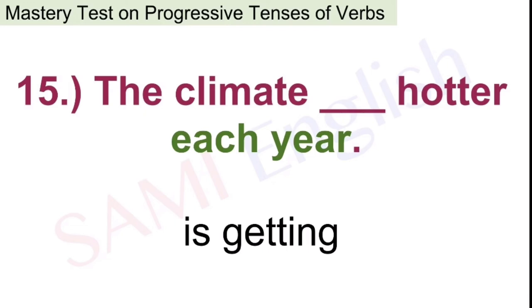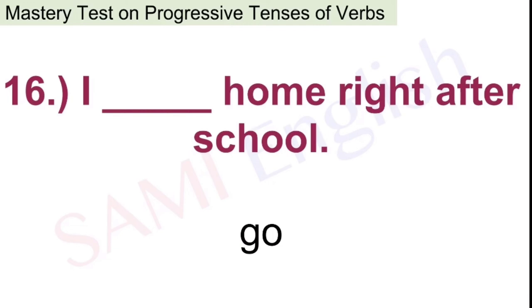Number 16. I blank home right after school. Anything na gagawin mo in the future at sure ka na gagawin mo or mangyayari, you should use the present progressive tense of the verb, okay? So, it should be am going. Kasi I siya, diba? So, we should use am. I am going home right after school.